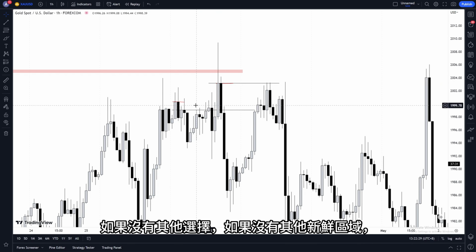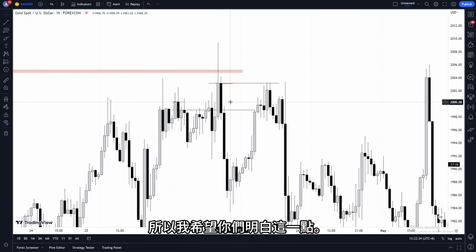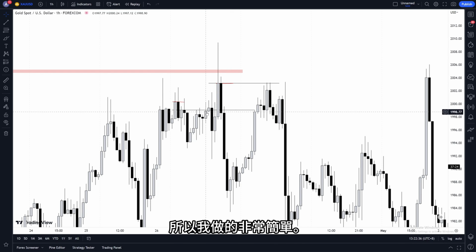Will I still attempt if there's no other choice, if there's no other fresh zone? Absolutely 100% I will attempt that. Okay, so I want you guys to understand that. Okay, let's move on. So what I did was very simple.